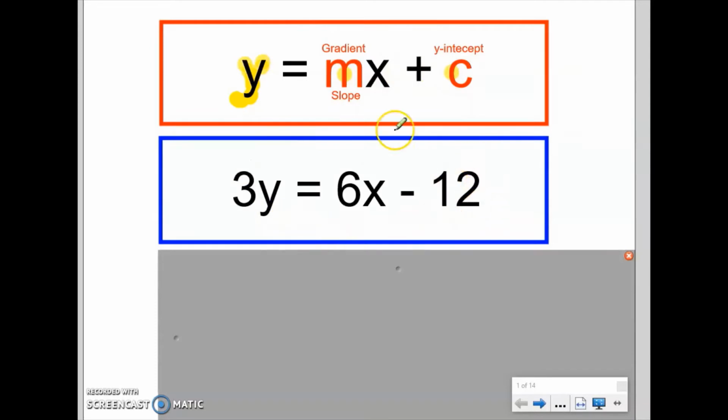Okay, so if I have a look at my first question, here is the equation of a linear graph: 3y equals 6x minus 12. And I want to find its gradient and its y-intercept. A very common misconception, a common error, is to state that the gradient is 6 and the y-intercept is negative 12. I see a lot of students do that when they first encounter this topic.